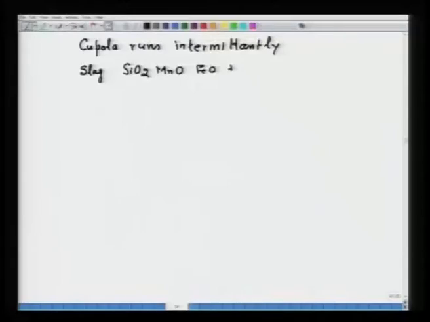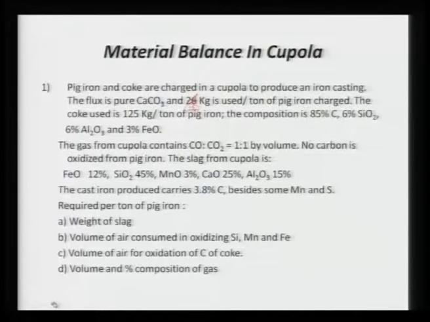It may contain sometimes some amount of calcium oxide. So, that is in short the operation of the cupola. Now, the further operation I will illustrate through problems on material balance in cupola. So, let me go to the material balance in cupola. I have selected a few problems to illustrate more the operation of the cupola, and here is the first problem.